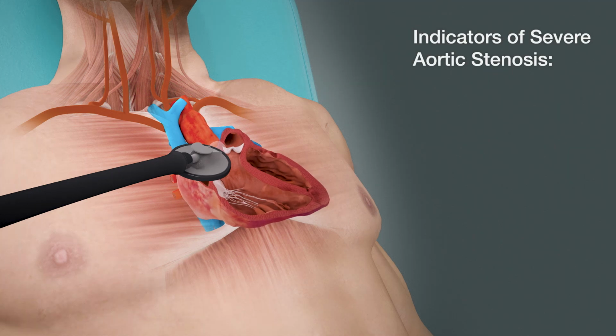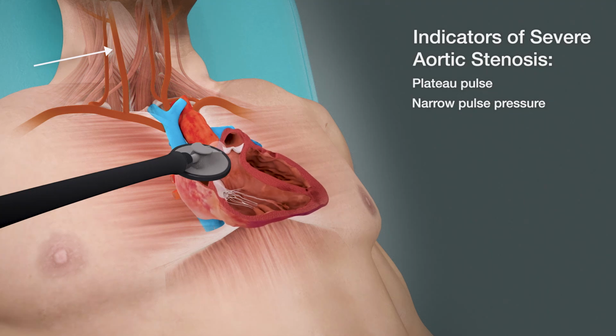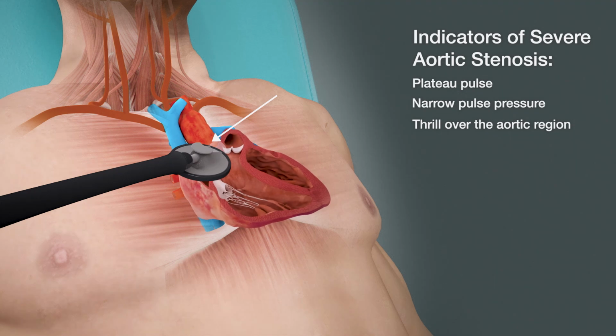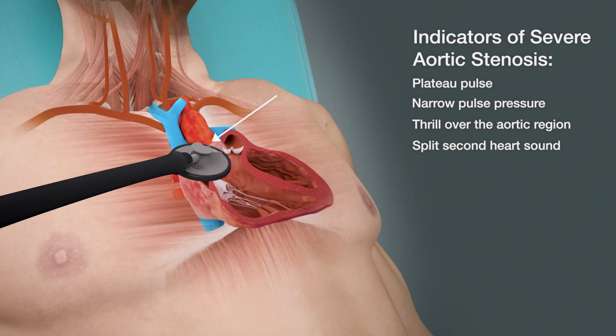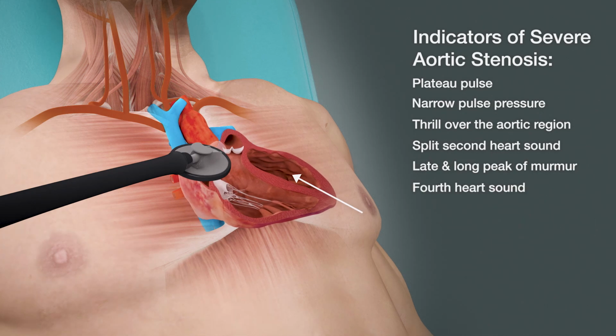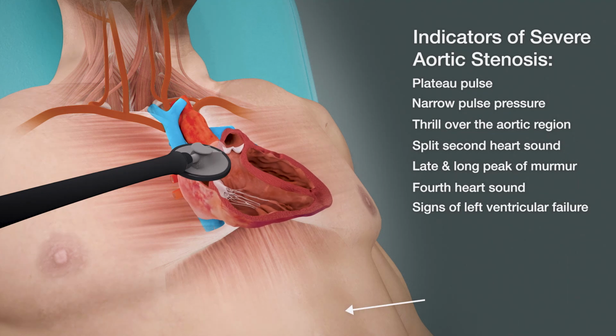Signs to indicate severe aortic stenosis are a plateau pulse in the carotid arteries related to slow flow of blood through the valve, narrow pulse pressure due to reduced stroke volume of blood through the valve, the presence of a thrill over the aortic valve region as you feel the high pressure from blood through the valve, a single second heart sound due to delayed left ventricular emptying, a late and long peak of murmur, a fourth heart sound due to forceful atrial contraction into a hypertrophied left ventricle, and signs of left ventricular failure.